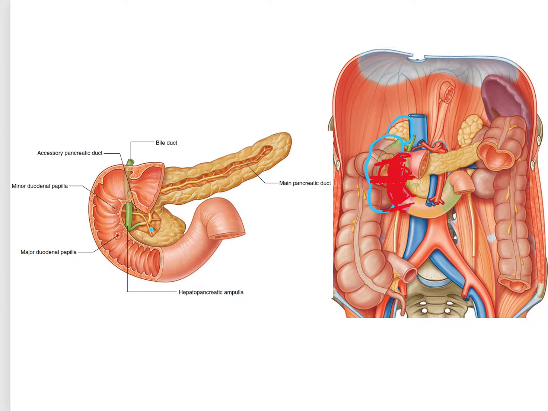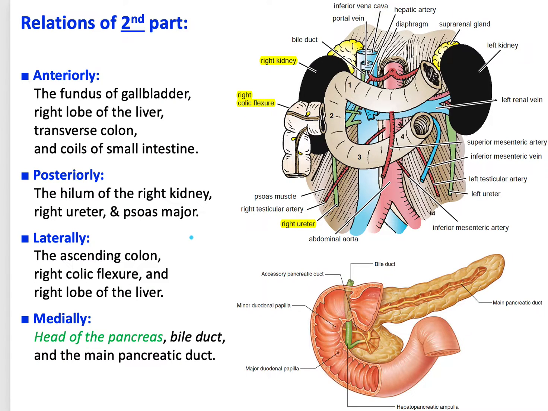So guys, again, here's what I described: the bile duct unites with the main pancreatic duct to form the hepatopancreatic ampulla that opens into the medial border at the midway of the second part of the duodenum, at the major duodenal papilla. Also, the smaller accessory pancreatic duct, this one, opens into another duodenal papilla, the minor duodenal papilla, which is just a little bit above the major one.